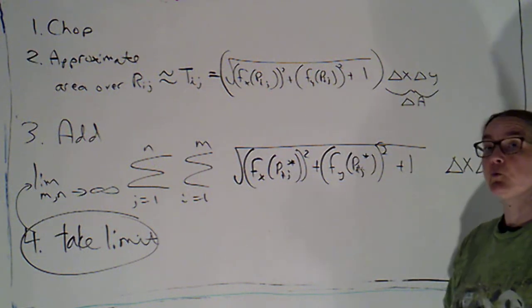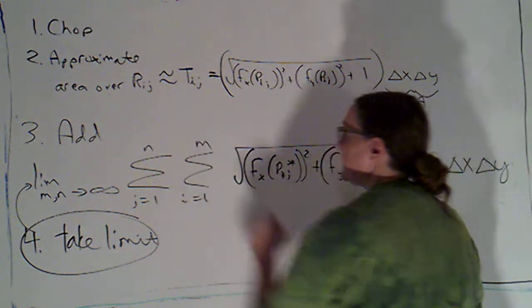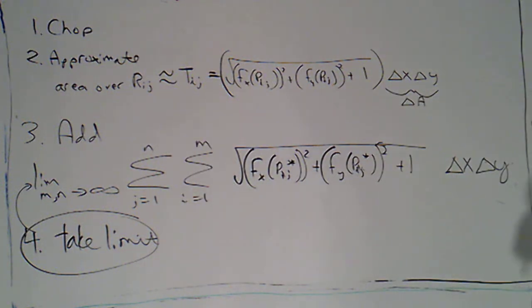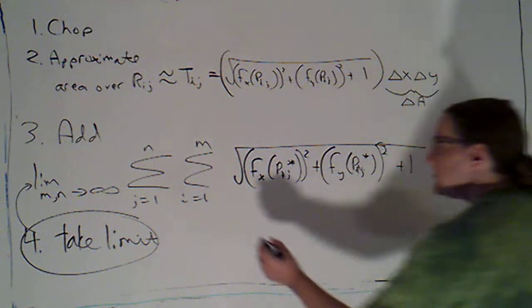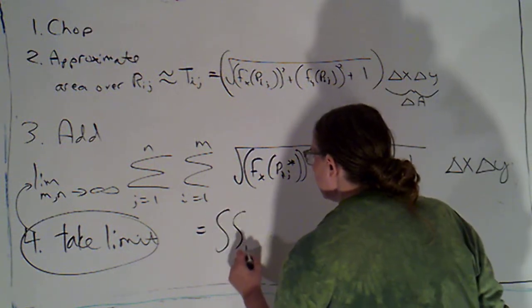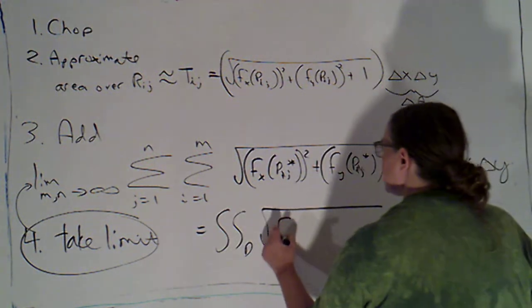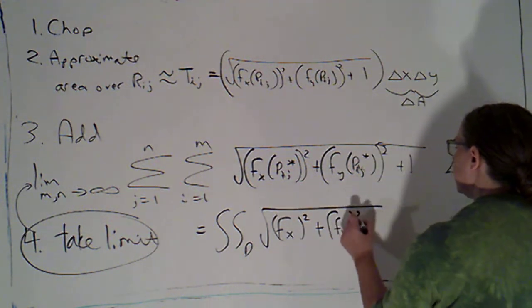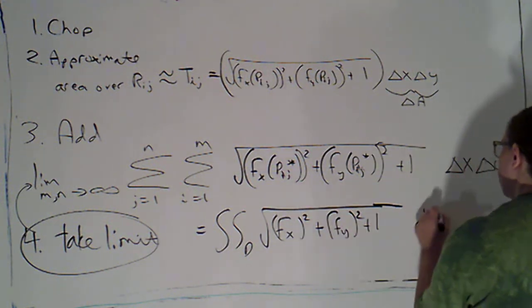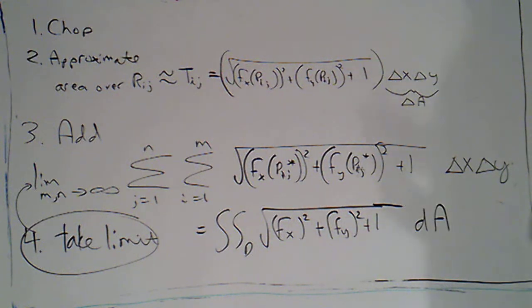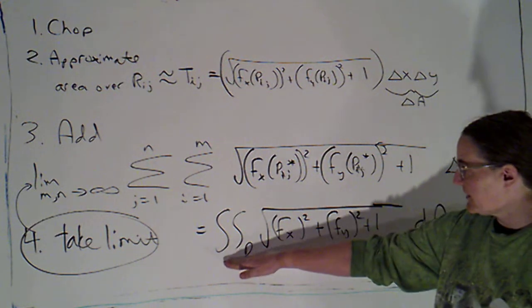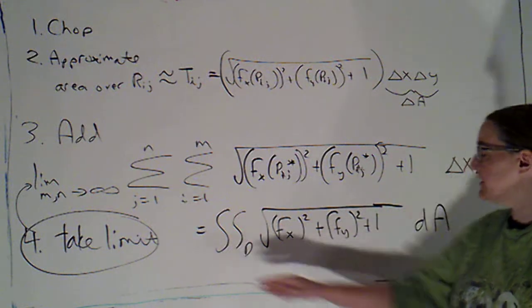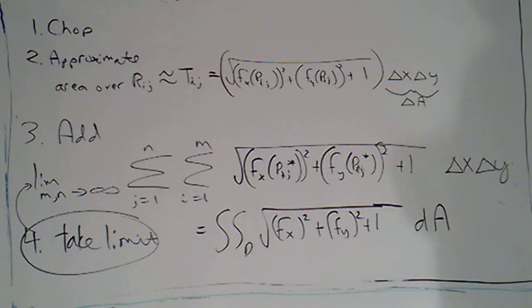If we chop things into regular size pieces, then m and n going to infinity ensures that all of those pieces will be small. But this then becomes the double integral over D of just the square root of f sub x squared plus f sub y squared plus 1 dA. And of course, when I write it as an iterated integral with individual limits of integration, that's going to be just a dx dy. Pretty nifty that this actually works out.